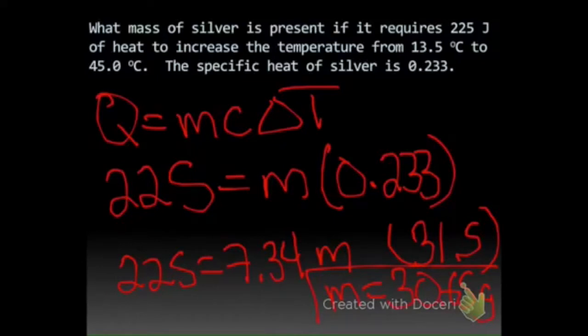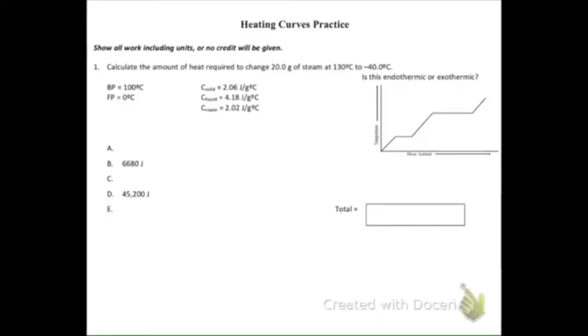Oh, that's pretty nice. This one looked like too many numbers, pretty crazy, but it's actually not. All we're doing is Q equals MC delta T. We just do it 3 times in the same problem. So the very first one, let's go back and label the different parts.